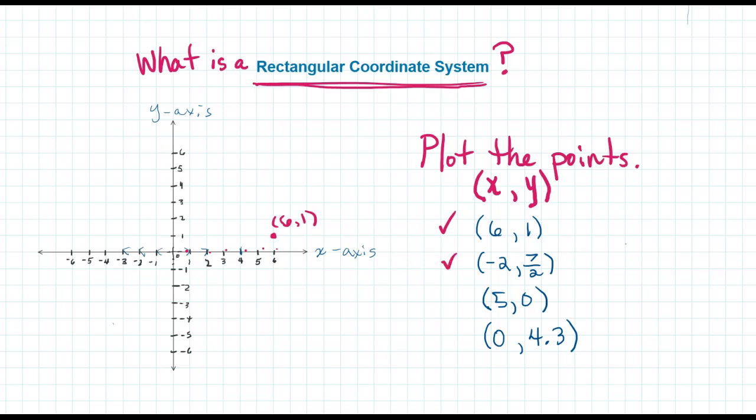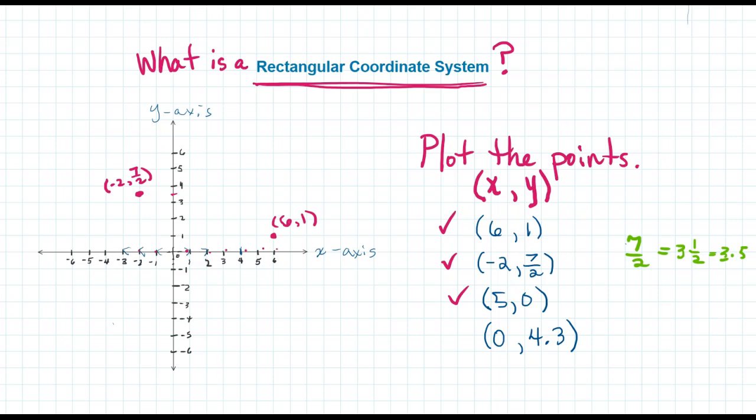Let's try this second one now. -2, 7/2. Okay, so we want to move, though, first with the x coordinate of -2. From the origin, we'll go left 2, 1, 2. Then we'll go up to 3.5. 1, 2, 3, and don't quite go to 4 yet, right? We're going to go 3.5. See, that's here. We'll label it. It's really important to label points, right? -2 and 7/2.